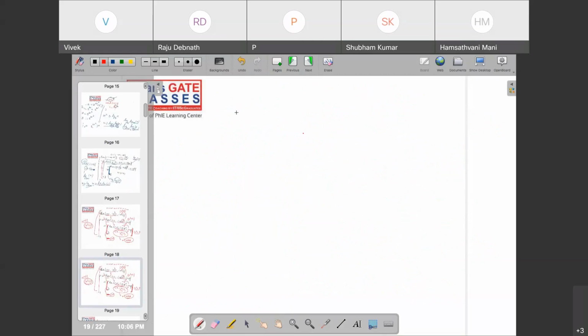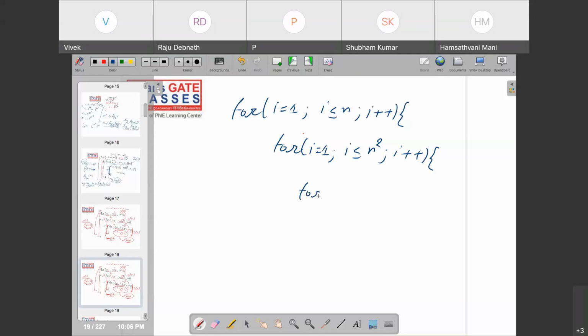So what is the question? The question is: for I equal to 1 initially, I less than or equal to n, I plus plus. For I equal to 1 initially, I less than or equal to n square, I plus plus. I think this is the question, right? For I equal to 1 initially, I less than or equal to n cube, I plus plus. And we are doing some operation like x plus y, z equal to something here. This is the case.